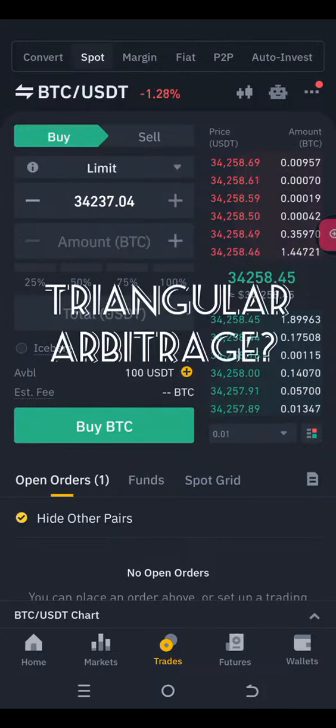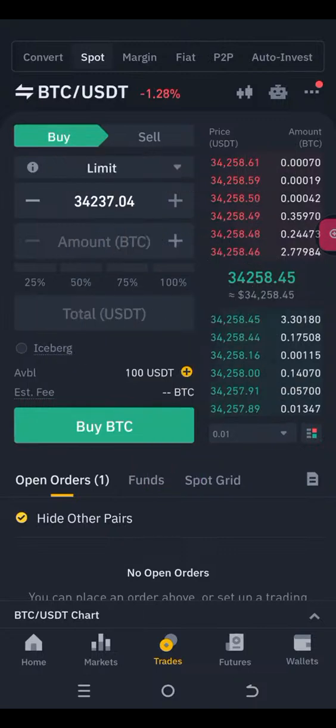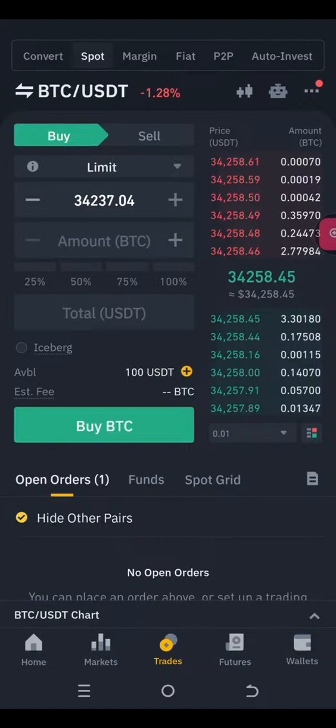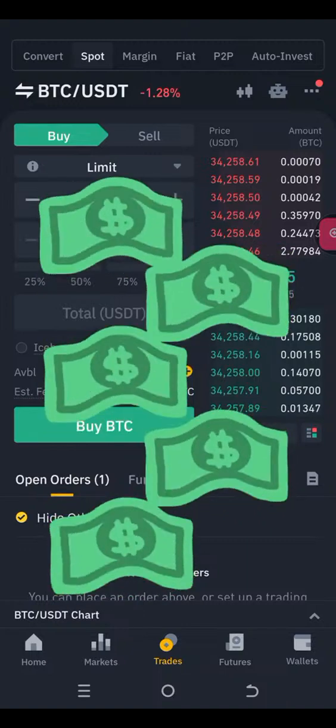Which makes more money? Is it triangular arbitrage? Or is it spot trading? Or probably could it be inter-exchange arbitrage? Let's find out. You're welcome to Income Strategies, the place where you learn the skills to make money, to multiply your money, and to manage your money.